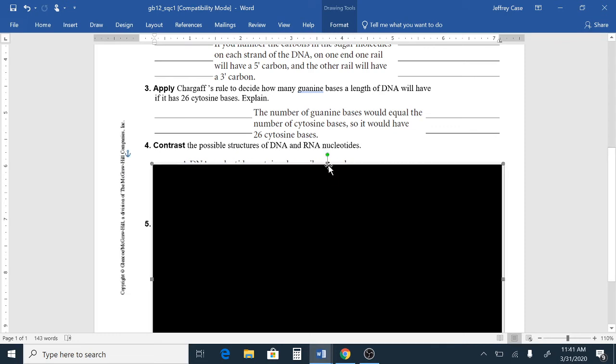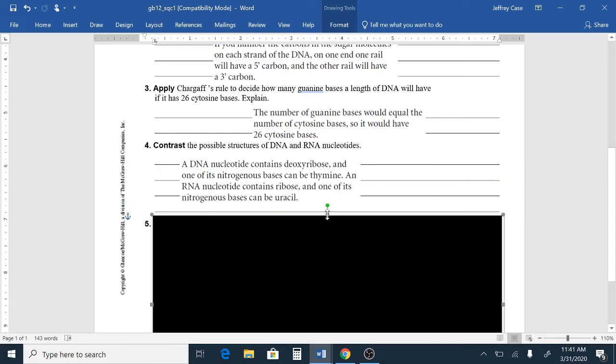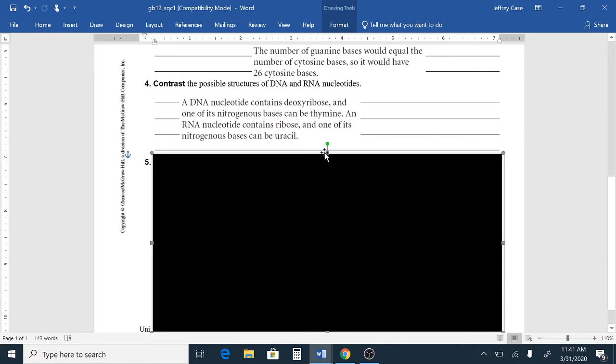Number 4, contrast the possible structures of DNA and RNA nucleotides. Great question. A DNA nucleotide contains deoxyribose, and one of its nitrogenous bases can be thymine. An RNA nucleotide contains ribose, and one of its nitrogenous bases can be uracil. And there's a few other differences, but we won't get into that.